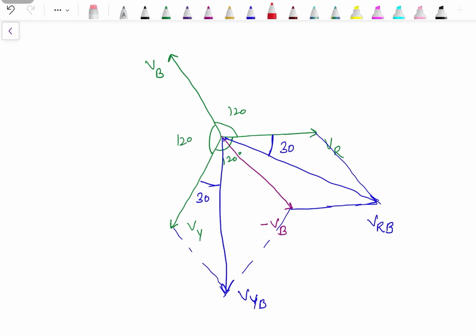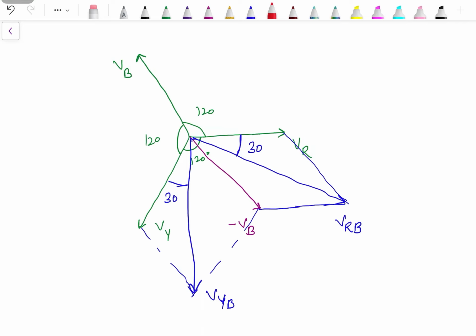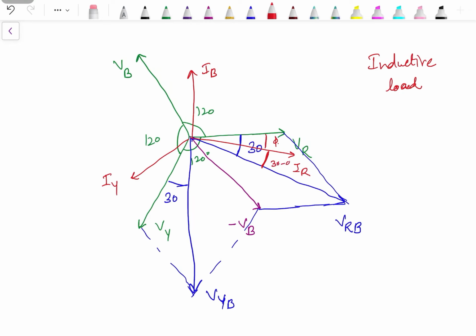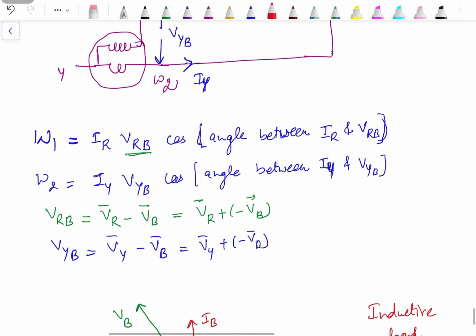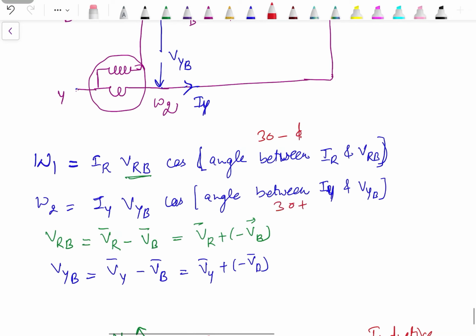Now, depending upon which type of load we have, we will have the current. So let's consider an inductive load. For inductive load, each phase current will lag behind its phase voltage by some angle. So this is IR, IY, and IB. Now the angle between IR and VRB is this one. If this angle is phi, then this one is 30 minus phi. This angle is 30 plus phi. So what we found is that this angle is 30 minus phi and this one is 30 plus phi.